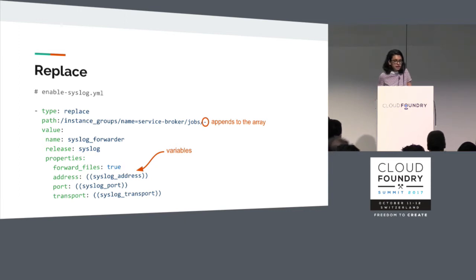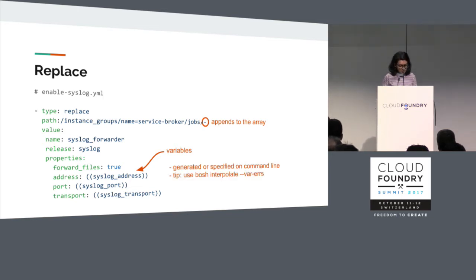You can imagine that the enable syslog ops file could be used not only for Bosh Lite, but for various other circumstances like a production environment. And for that, I would want to replace some of these variable values with actual addresses instead of fake addresses from my Bosh Lite. As you probably may have heard in Dan's talk, you can actually have Bosh generate these variables if you specify the type. So if you had something like, not necessarily for syslog address, but a password type or something, you could specify that in the variables section of your manifest and Bosh would generate it for you, or you can just specify it on the command line.